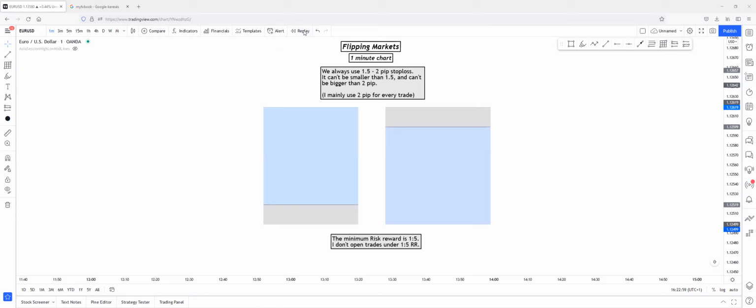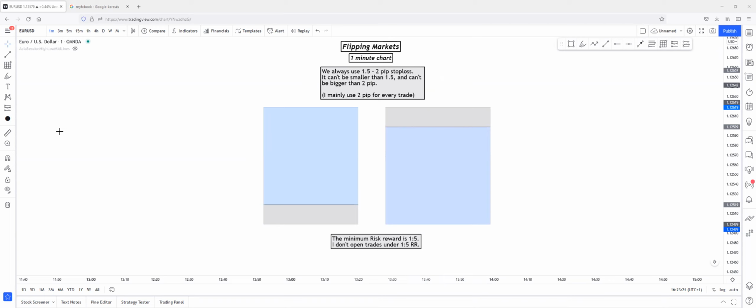This will be a really simple video. I will just tell you how to calculate the overall lot size for each position. Okay, we always use a minimum 1.5 pip stop loss and a maximum 2 pip stop loss. It can be smaller and can be bigger. So the minimum is 1.5, the maximum is 2 pip for every single trade. I mainly use 2 pip for every single trade, but you will just have to backtest which suits you most.